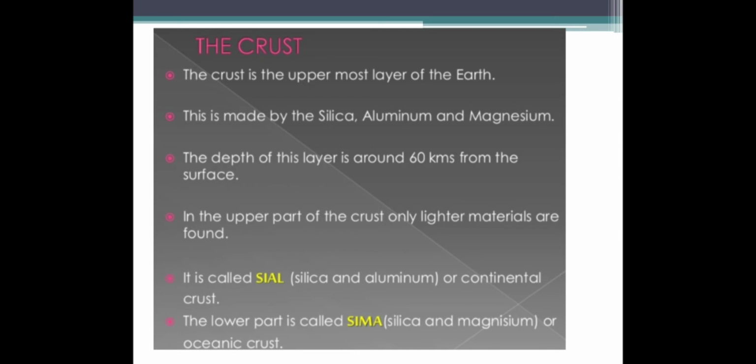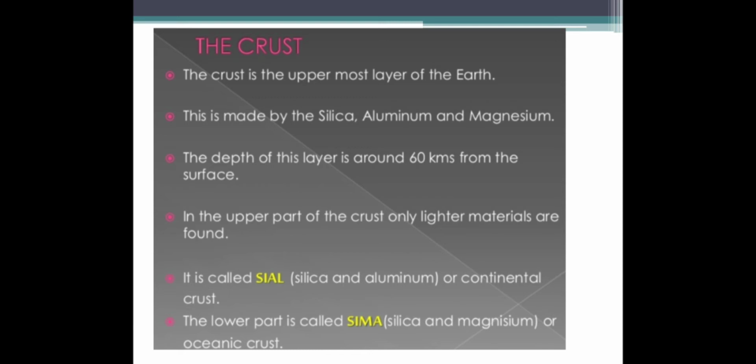Now the continental crust or the upper part is called Sial. That is because here silica and aluminium are found. The lower part is called Sima. That is silica and magnesium, or oceanic crust. So the upper layer is also called the continental crust, and the lower part is also called the oceanic crust.